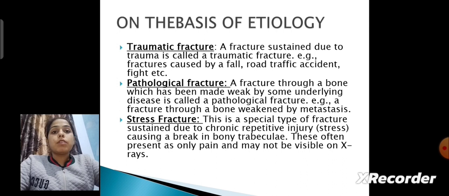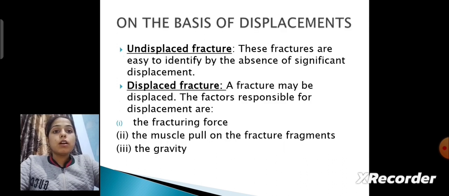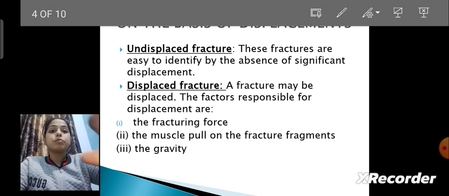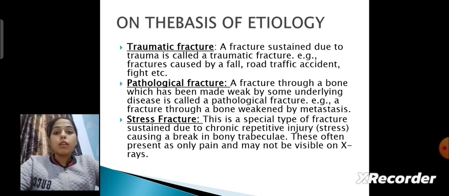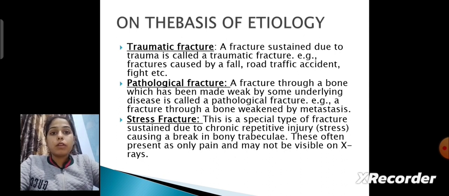So first classification, which is on the basis of etiology. According to this, fractures are classified into three types. First is traumatic fracture, second is pathological fracture, third is stress fracture. So first, traumatic fracture, which mainly occurs due to any injury. A fracture sustained due to trauma is called traumatic fracture. For example, fracture caused by a fall, road traffic accident, fight, etc.